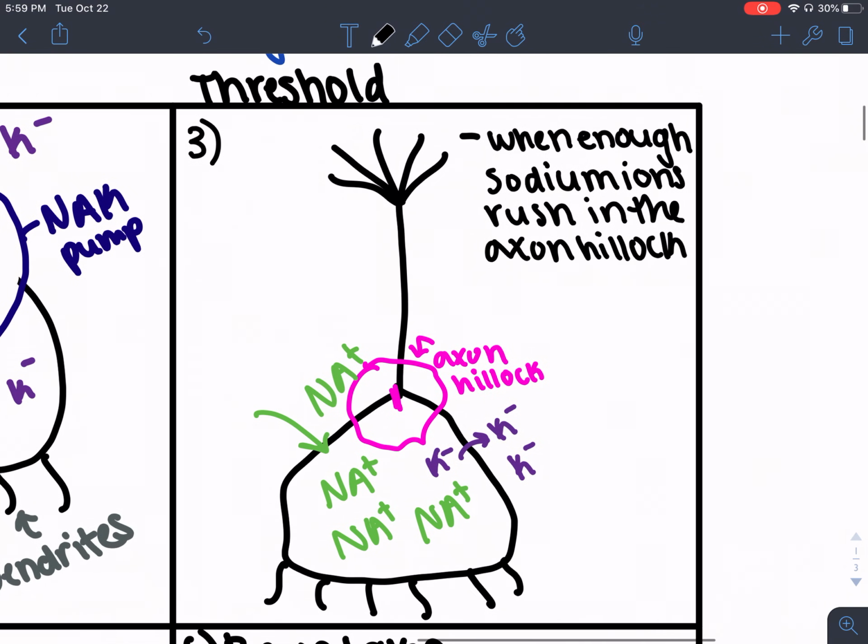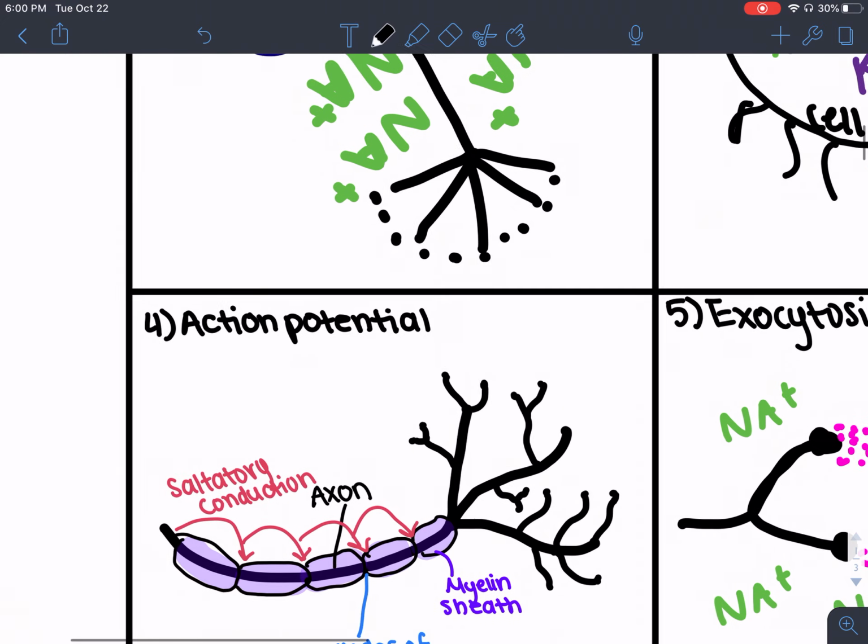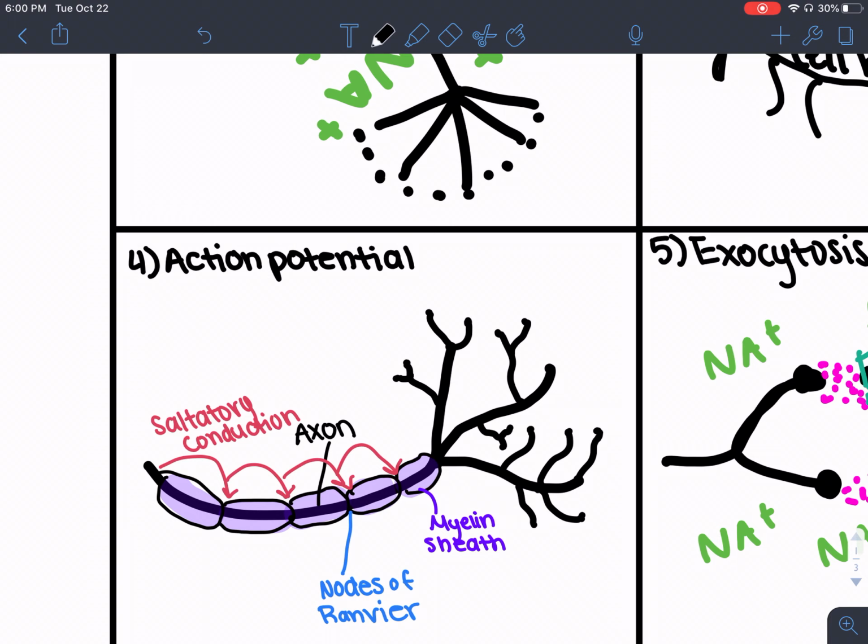Then the third step you're going to have is a threshold. Basically, the threshold is when enough sodium ions rush into the axon hillock. The sodium is able to rush into the cell body through the voltage-gated channels, and the potassium is going to leave the cell body. And then your fourth step is called action potential.